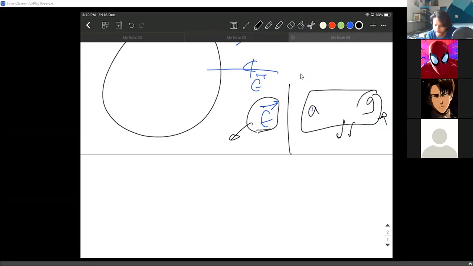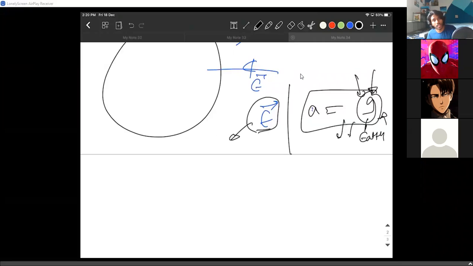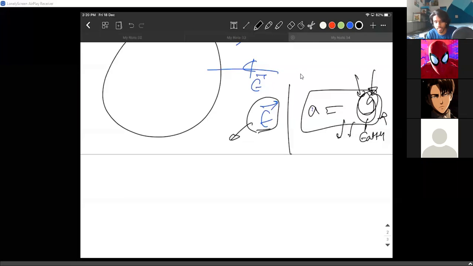Since it is for planets, or since it is for Earth, we call it a small g. Also, since it is because of gravitation, we call it a small g. Otherwise, a and g are the same things. This is nothing but also acceleration. All right, so that is why you call it the acceleration due to gravity.